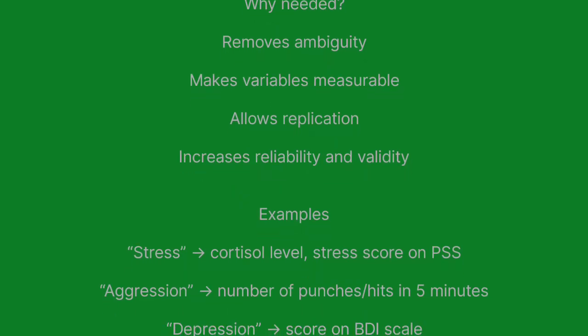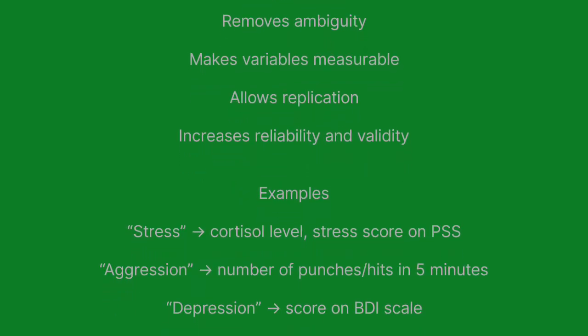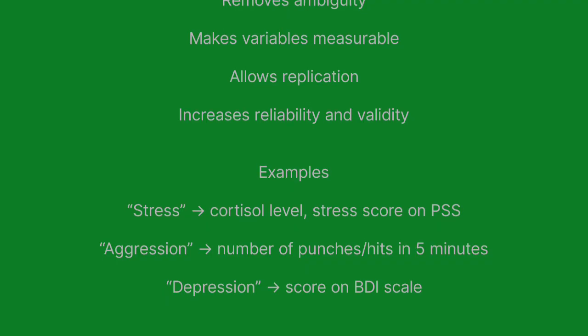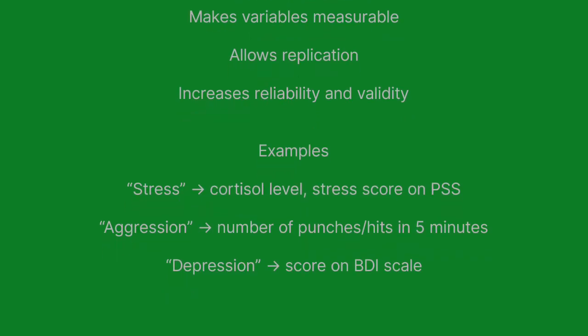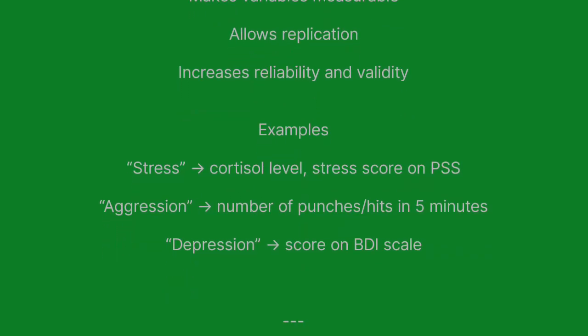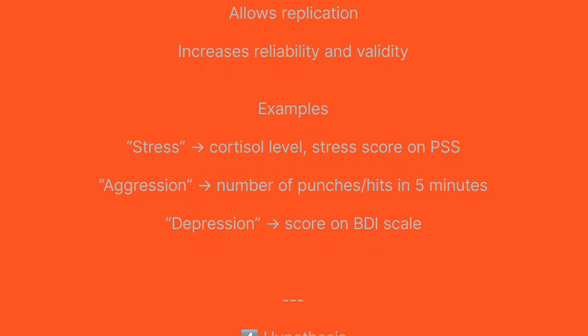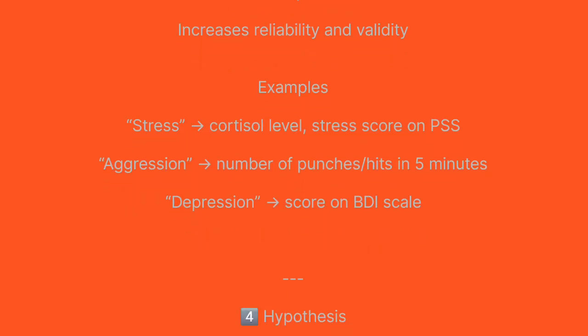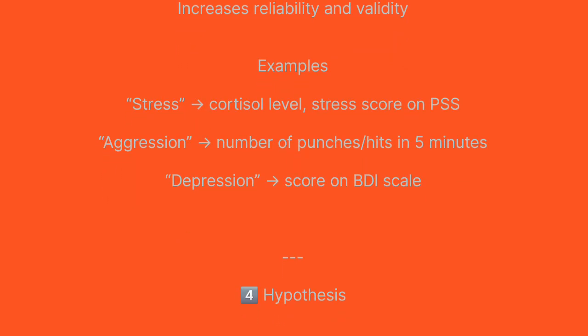The examples: stress, cortisol level, stress score on PSS. These are the measuring scales they have separately for stress. Aggression, number of punches or hits in 5 minutes. Depression, score on the BDI scale. That's a score sheet where you can use it and count it.